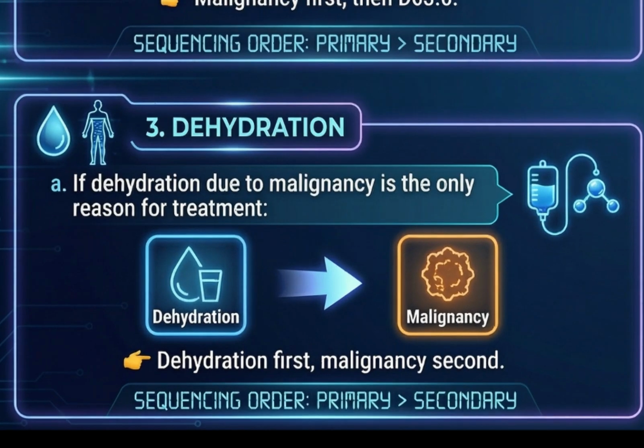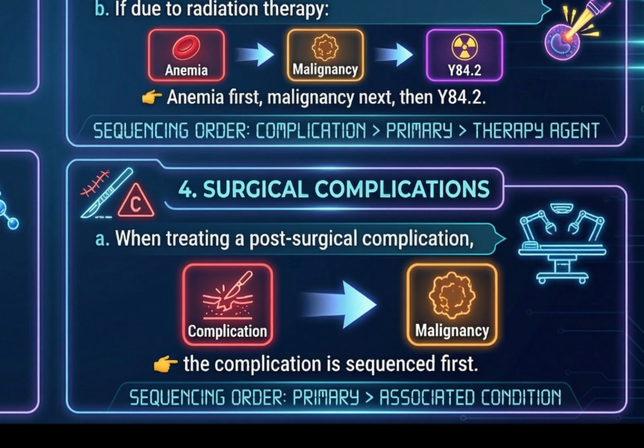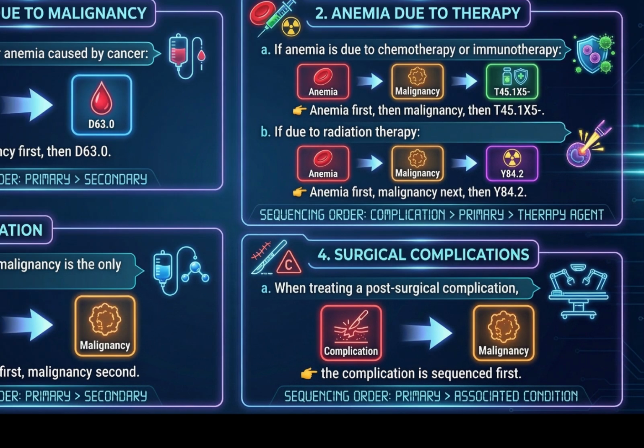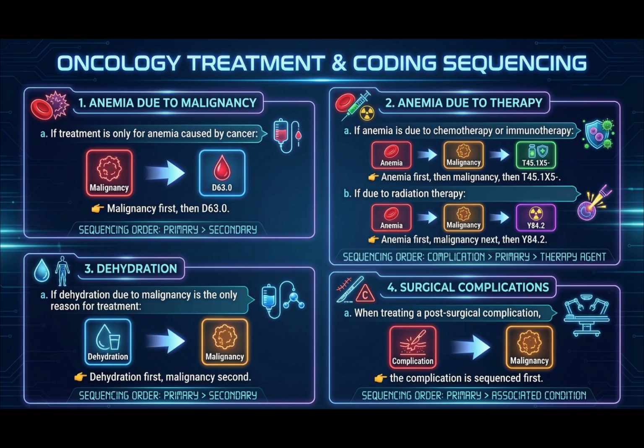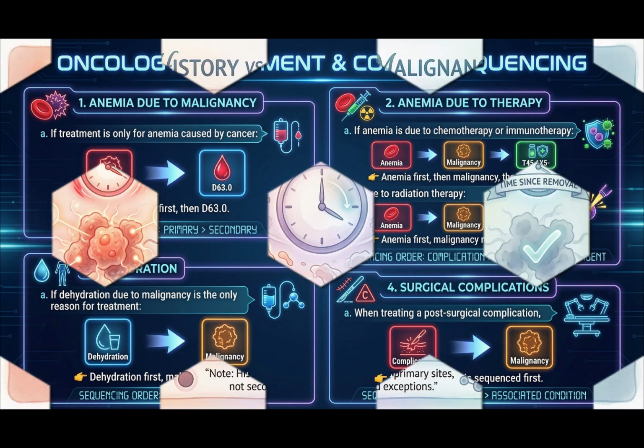Now let's look at dehydration. When dehydration due to malignancy is the only reason for treatment, the dehydration is coded first, with the malignancy sequenced second. And finally, surgical complications. When a patient is treated for a complication following surgery, the complication itself is always sequenced first. Remember this guiding principle: sequence what is being treated today, unless the guidelines clearly tell you otherwise.